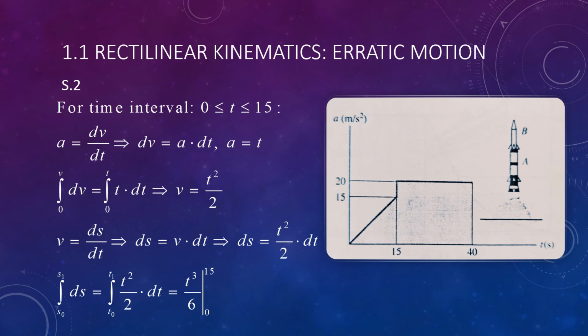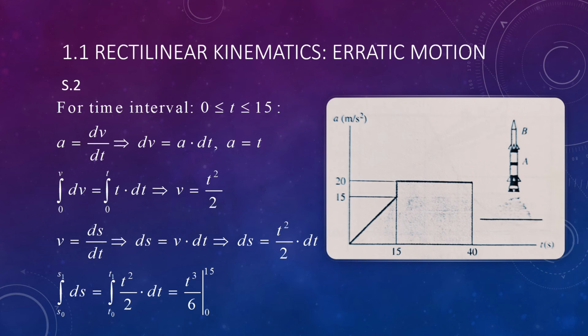In order to plot the displacement s-t graph, we need to find the displacements of the rocket between time interval 0 to 15 seconds and 15 to 40 seconds. First, we will find the displacement between 0 to 15 seconds. Acceleration a is equal to dv over dt, and when we extract dv, it is equal to a dt. And when we substitute a is equal to t to that equation and integrate it, we obtain velocity v is equal to t squared over 2.